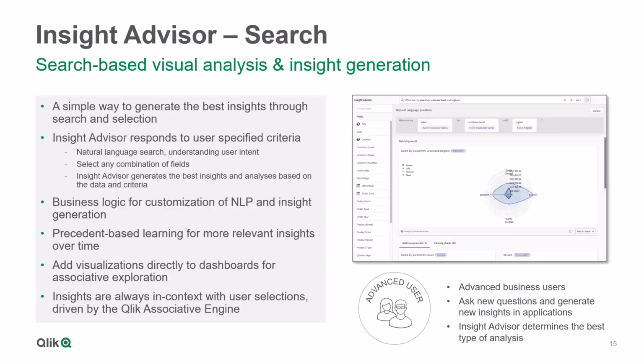Then there's Insight Advisor Search, which is probably my favorite. It basically allows you to point and click to get the answers you need, and basically auto-generates the charts and insights and generates natural language insights based off of what you ask or what you select from the list. And then it's customized and made more relevant for working with different users through the use of business logic, and adds visualizations directly to the dashboard.